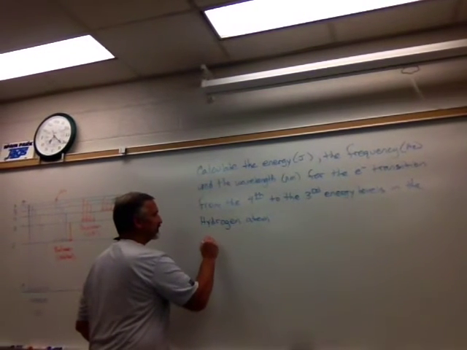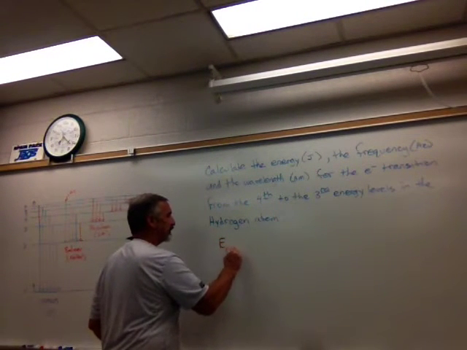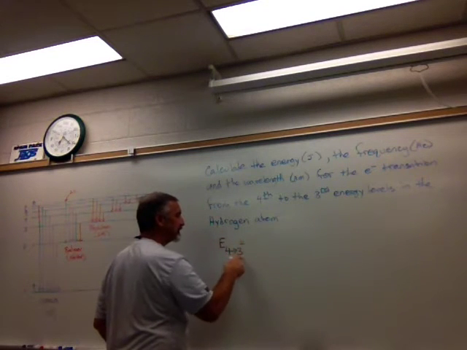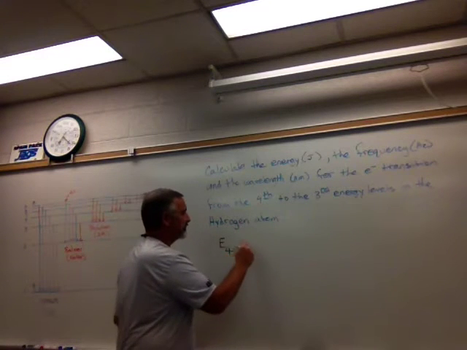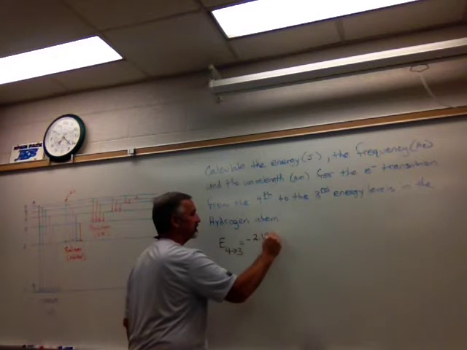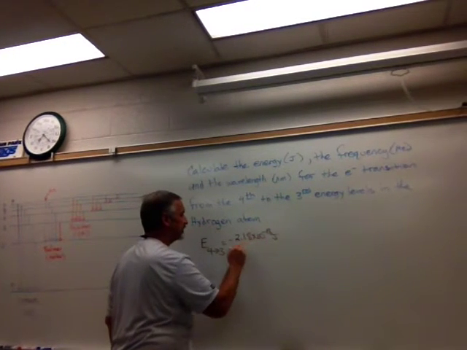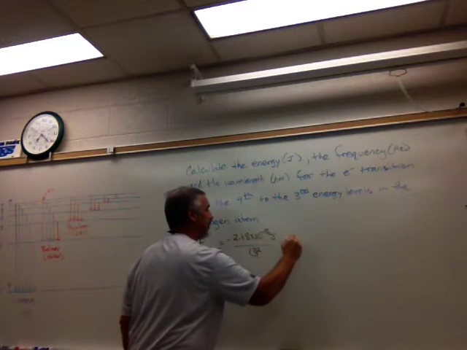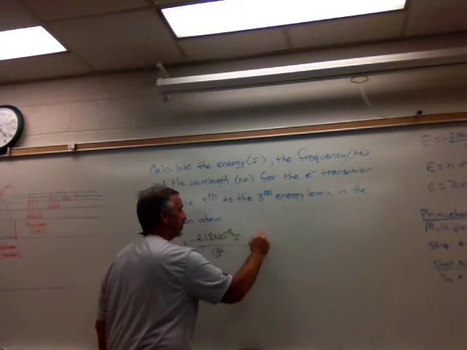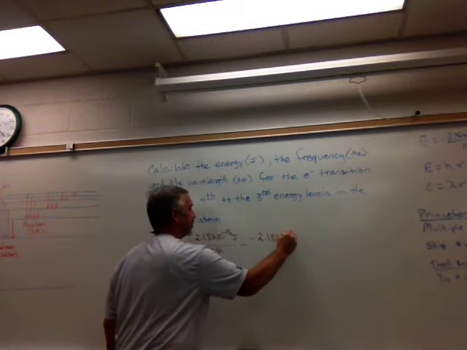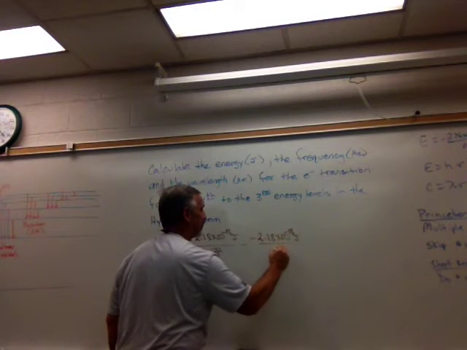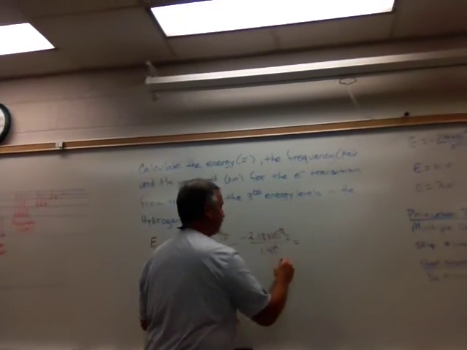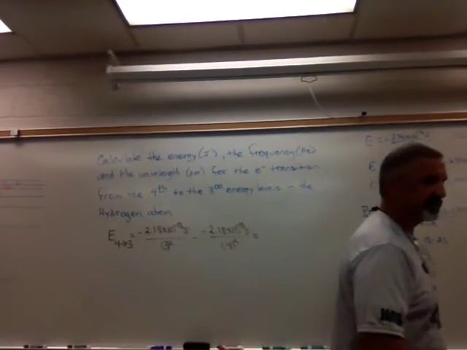So, to calculate the energy from 4 to 3, it's going to equal the final minus initial. The final is 3, the initial is 4, so it's going to be negative 2.18 times 10 to the minus 18th joules divided by 3 squared, the final, minus negative, and some of the students were forgetting this negative here, 2.18 times 10 to the minus 18th joules over 4 squared. Okay? So you just plug that into your calculator, and unfortunately I don't have one right here. I'll be right back.